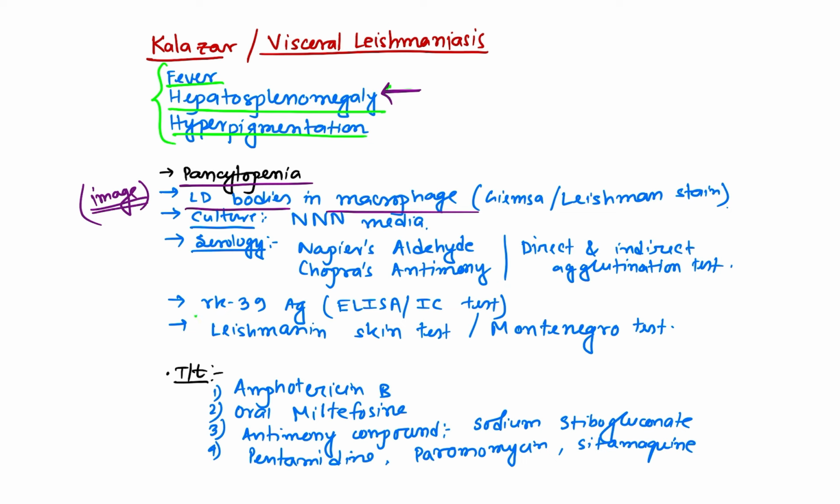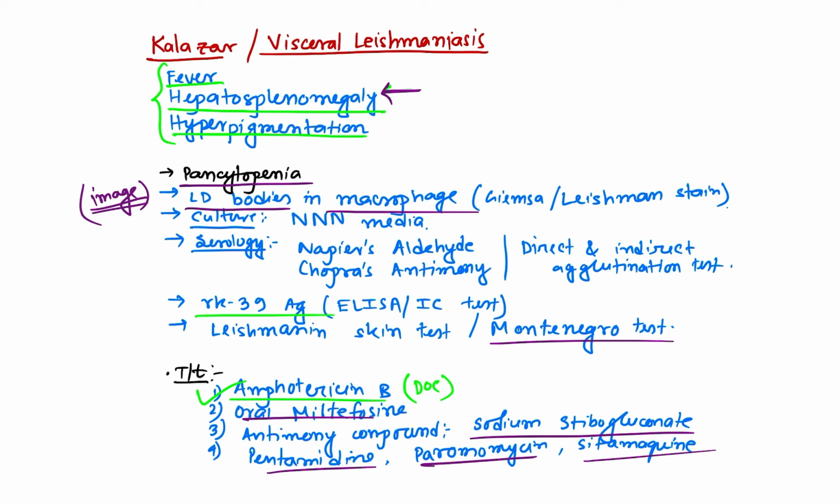RK39 antigen test through ELISA or immunochromatography is positive in cases of visceral leishmaniasis. And the treatment, that is the drug of choice for leishmania, is amphotericin B, liposomal amphotericin B, and other drugs that can be used are oral miltefosine, antimony compounds like sodium stibogluconate, pentamidine, paromomycin or sitamaquine. So these are the tests, clinical features and treatment protocol. Another important test, Montenegro test or leishmanin skin test, is also done in case of leishmania.